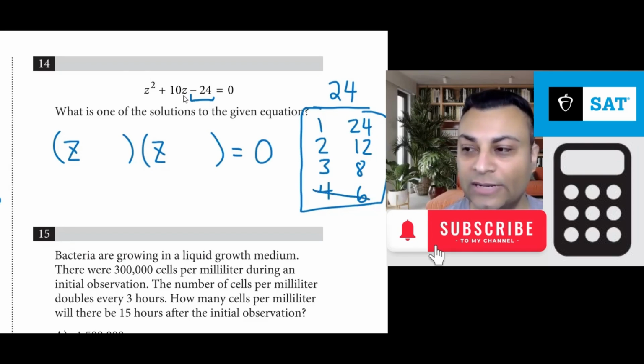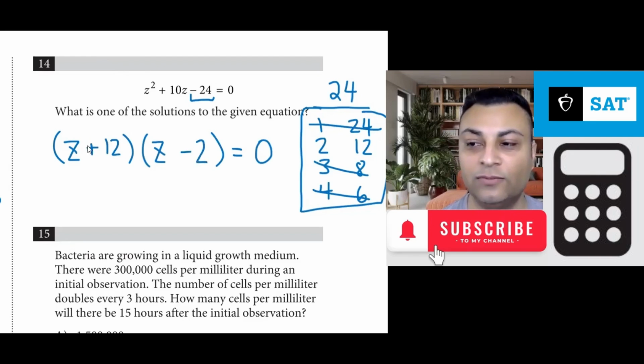3 and 8 will never make a 10. 1 and 24 will never make a 10. So 2 and 12 will make our 10. And how do we do that? We need a positive 12 and negative 2. And if you FOIL this out, you'll get 10z in the middle.